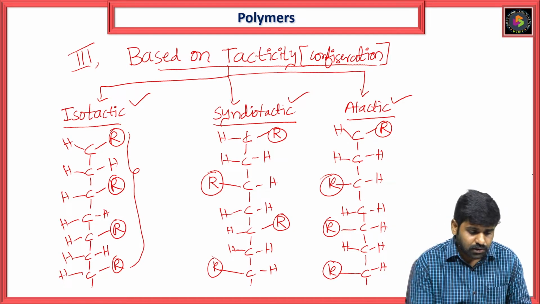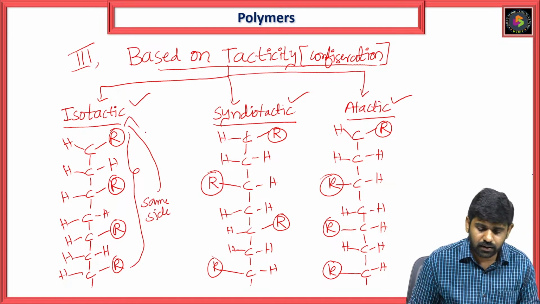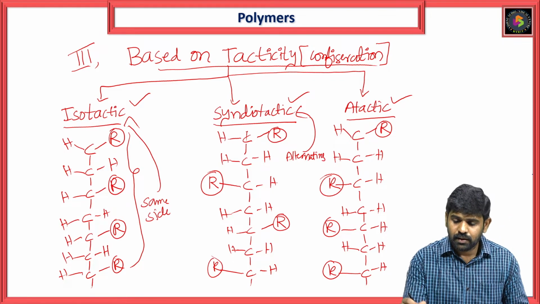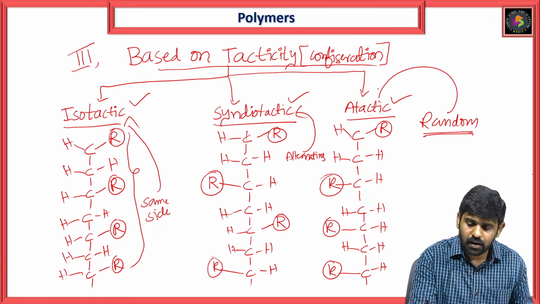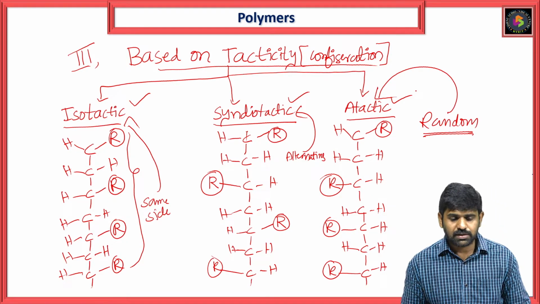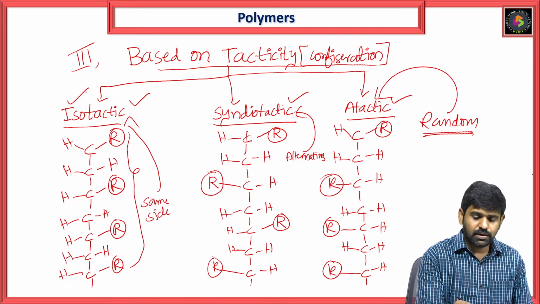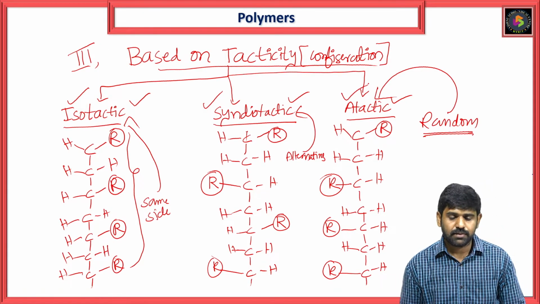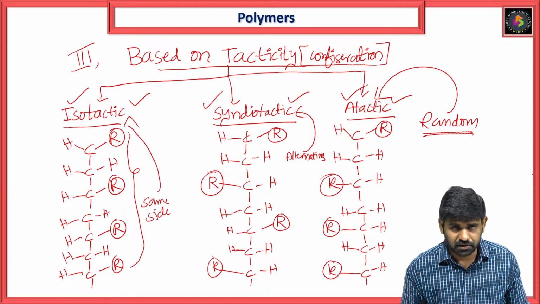So in atactic polymers, all the functional groups are arranged randomly on both the sides of the polymeric chain. So same side means isotactic. Alternating means syndiotactic. Randomly means atactic. So classification number 3, based on tacticity: isotactic, syndiotactic, and the third one is atactic. Okay, so this is about classification number 3, tacticity configuration.